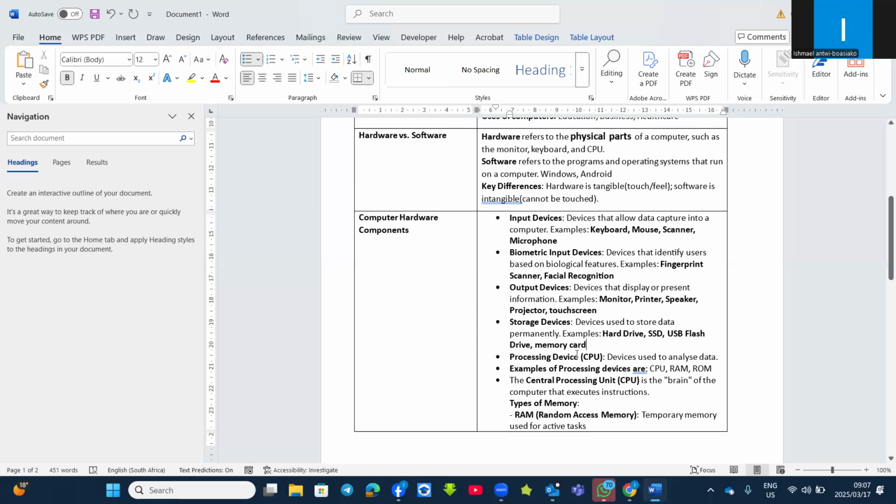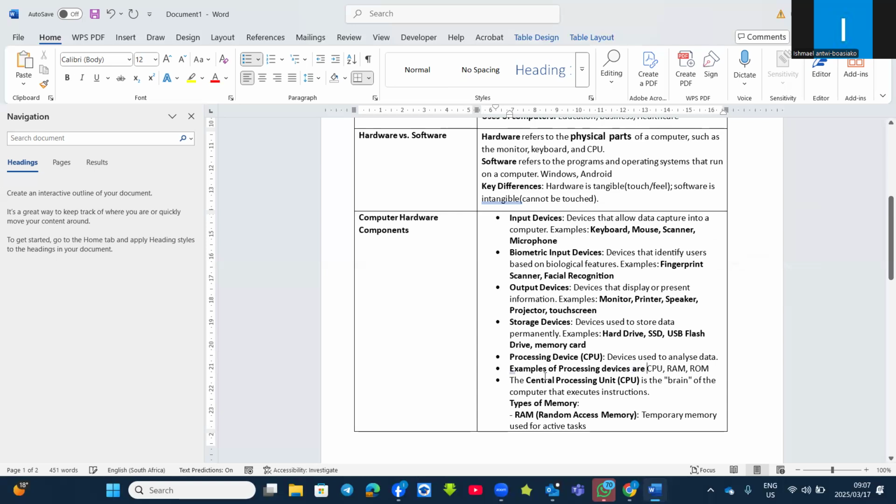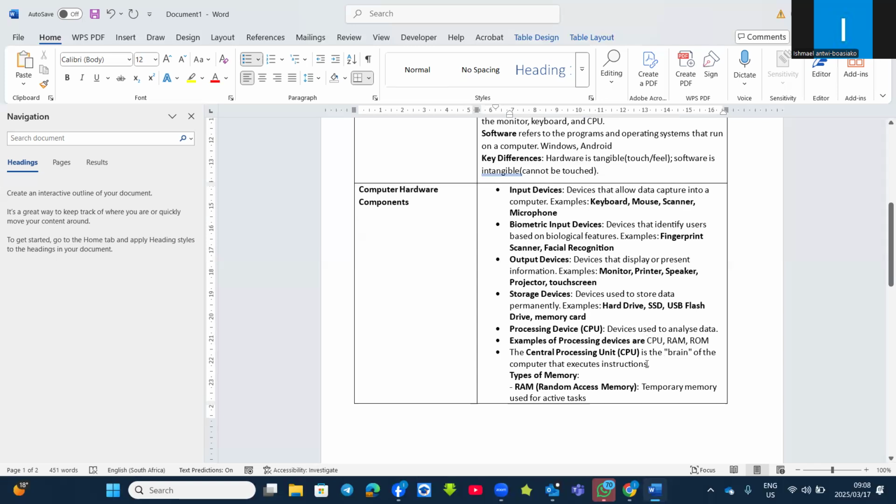Then we also have processing devices. They analyze the data. Examples are CPU, which stands for Central Processing Unit, RAM, which stands for Random Access Memory, and then the ROM, which stands for Read-Only Memory. So the CPU is the main brain of the computer.